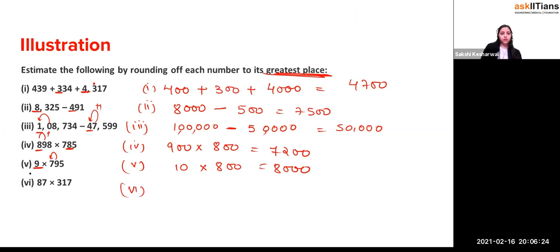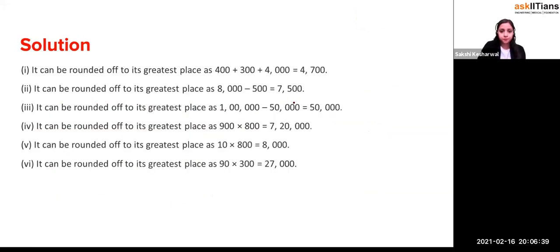And this sixth part is 87. So you will be doing plus 1, so this is equal to 90. And again, 1 is less than 5, so you will write this as 300. So this is equal to 2700. So this is called an approximation, right?